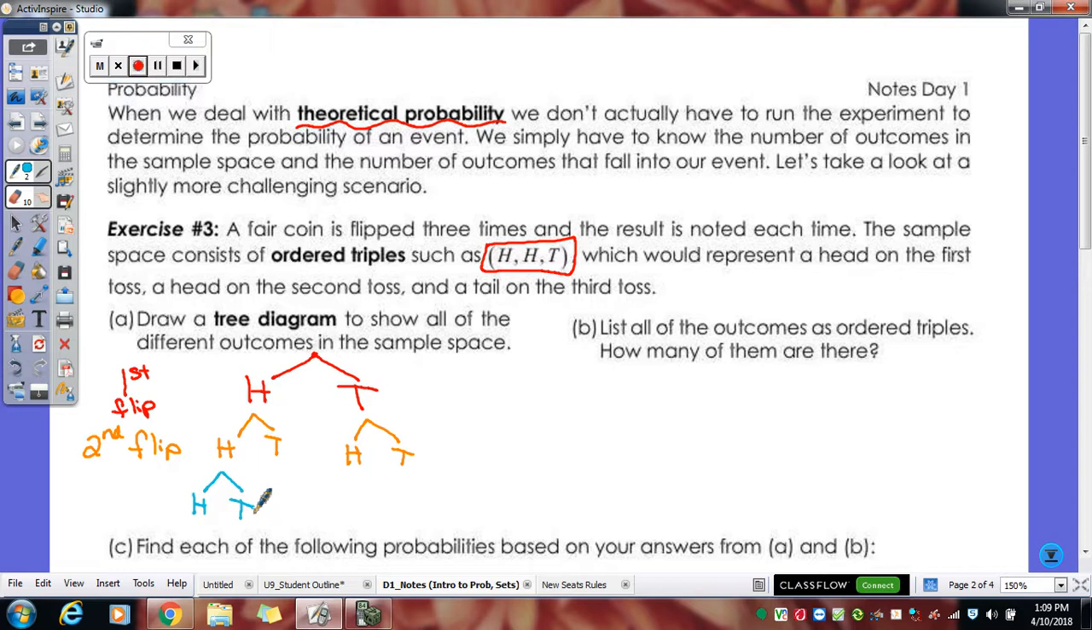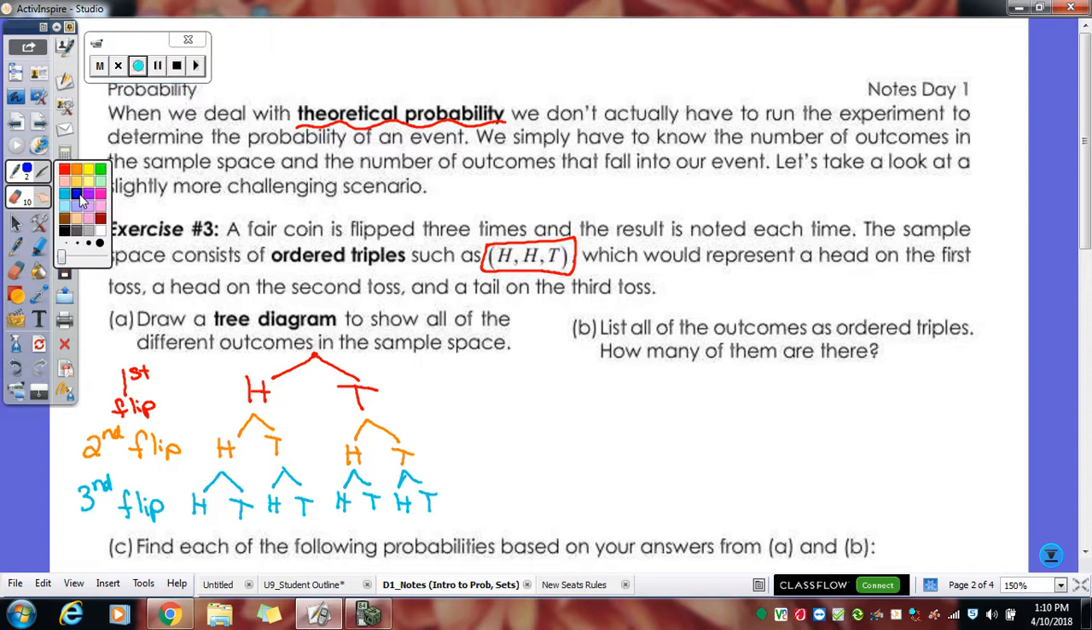Off of that heads, from my second flip, I could get heads or tails the third time. Off of the tails, I could get heads or tails. Off of this heads, I could get heads or tails. Off of that one, I could get heads or tails. If you get 2 heads in a row, the probability of getting a third head in a row is still 1/2. What you get the first time around does not affect what you get the next time around.